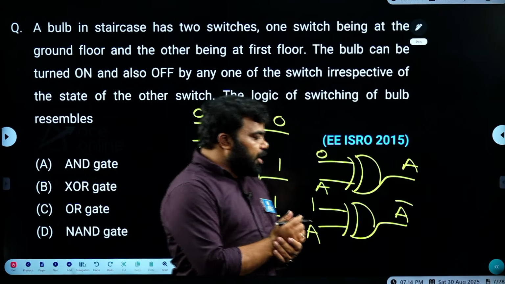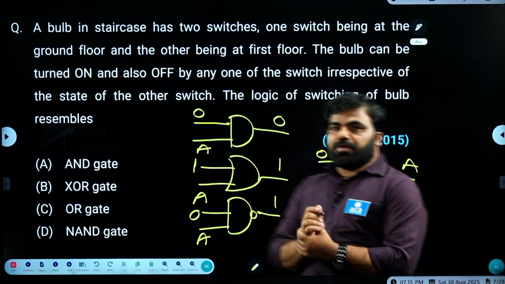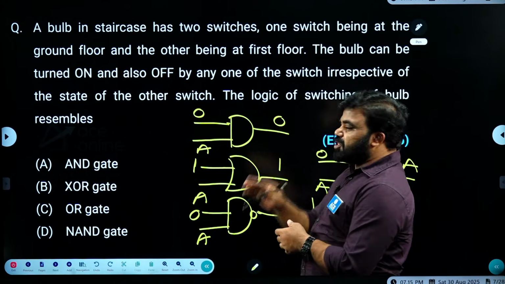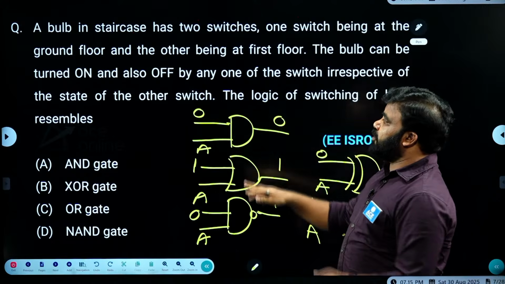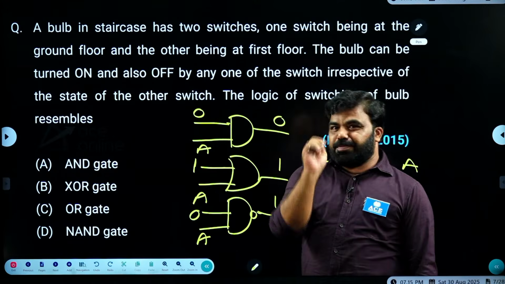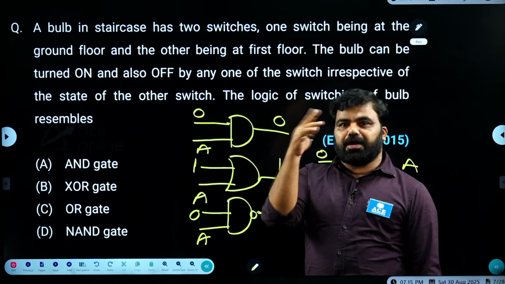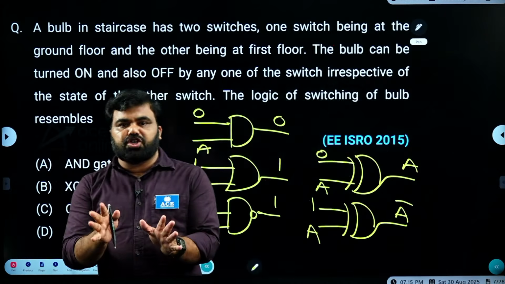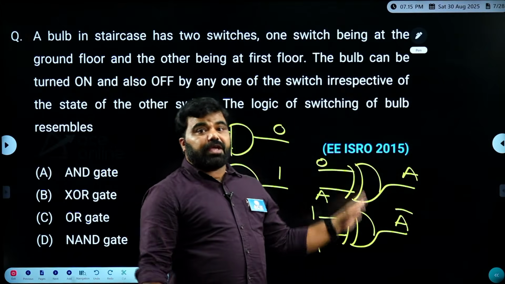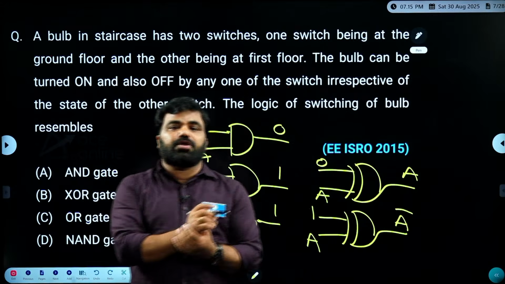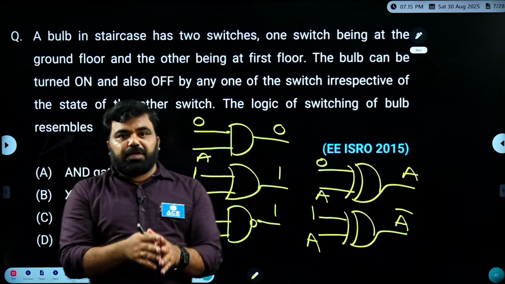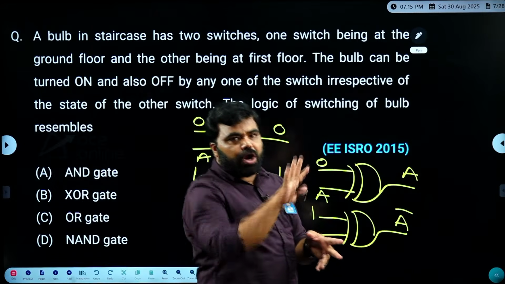So XOR gate can be used to get the expected function because irrespective of the position of one switch, using the other switch, it must be possible to switch on and switch off. That means there should not be any disabling condition, either logic 0 or logic 1, because XOR gate is enabled for both logic 0 and logic 1. There should not be any disable input. If it is disabling, the other switch is not functioning.